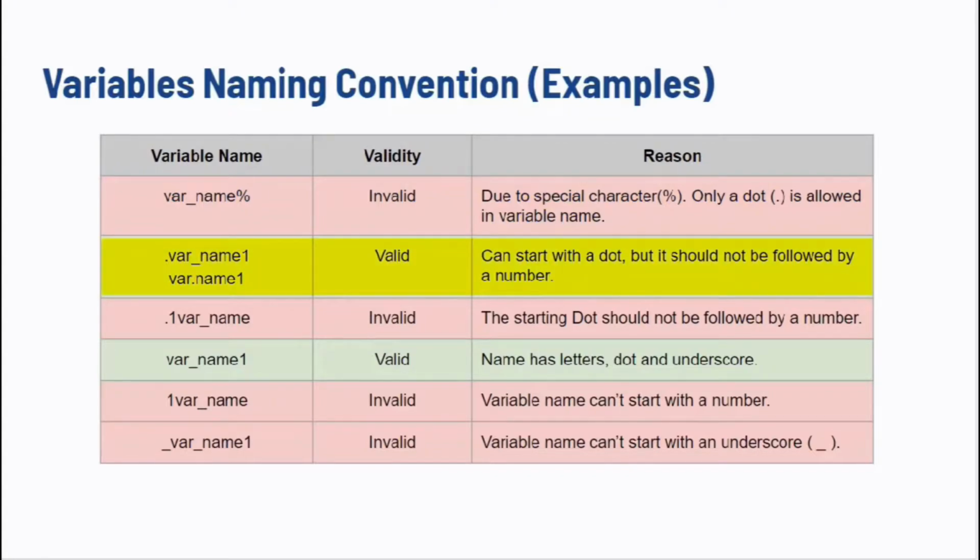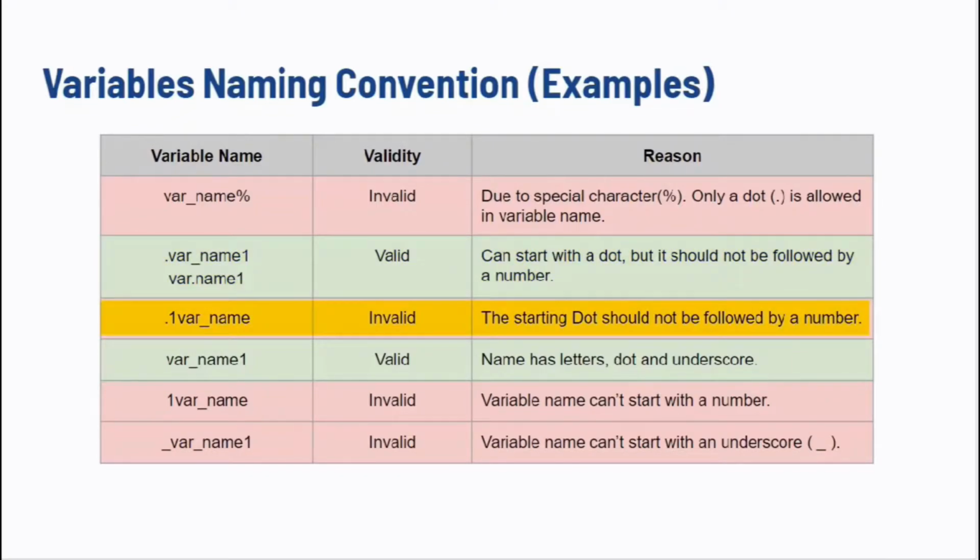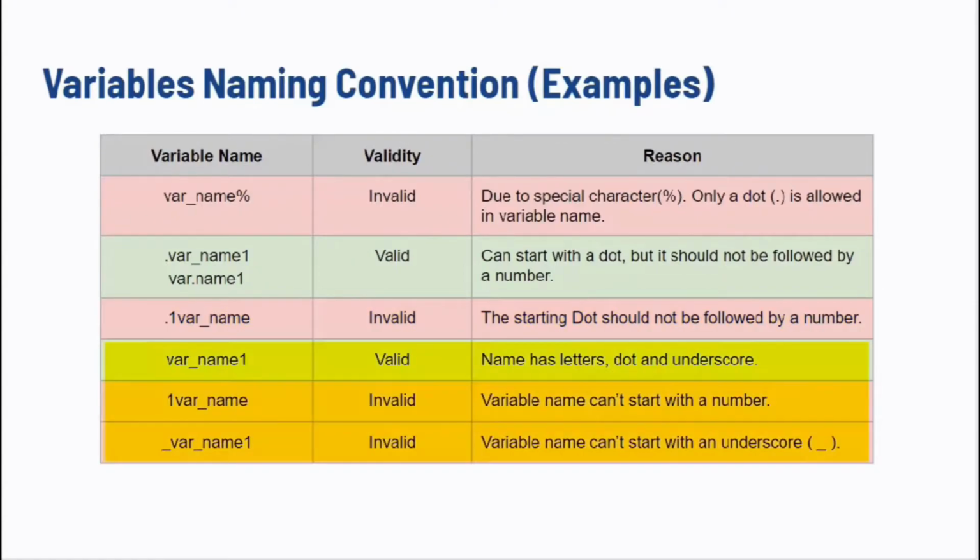Then next we have .var_name1 and var_name1, which are both valid variable names in R. .1var_name is not a valid name, as we have already seen that a starting dot must not be followed by a number. Then we have some other examples as well listed here. We will discuss them in the lab part as well, trying to declare all of them and see what invalid errors we get while declaring them.